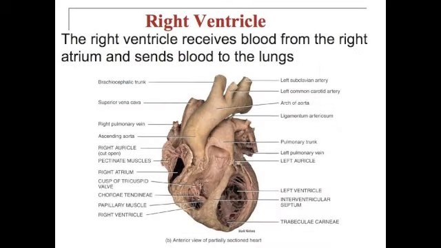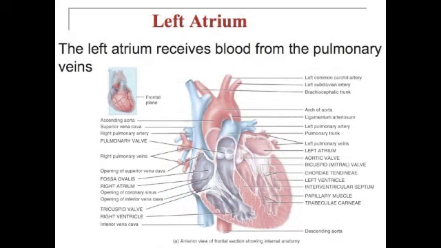Again, this is the same figure, but now we're looking at an anterior view of a partially sectioned heart. So this is actually from a cadaver. But we can see the right ventricle receives blood from the right atrium and sends the blood to the lungs. Same figure. The left atrium receives blood from the pulmonary veins.